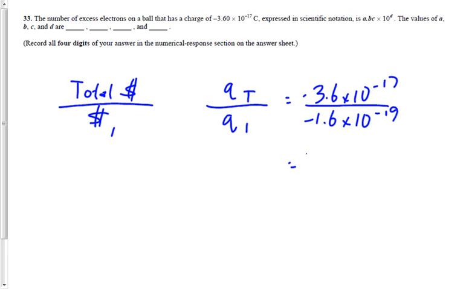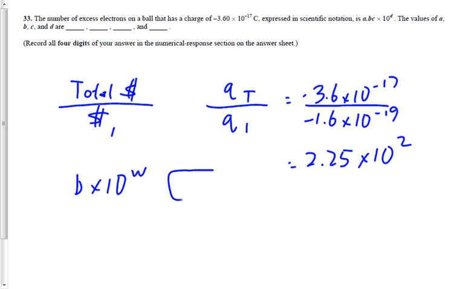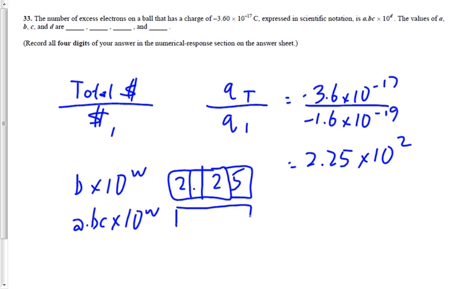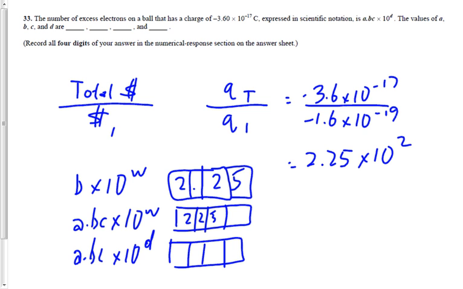2.25 times 10 to the 2. Now, if they asked me to express this as B times 10 to the W, my answer would be 2.25. If they asked me to express it as A decimal BC times 10 to the W, then my answer would be 225 blank. But they asked me to express it as A decimal BC times 10 to the D. So this way, we're going to express it as 225, what's the last digit? 2, right? We want that exponent in there as well.